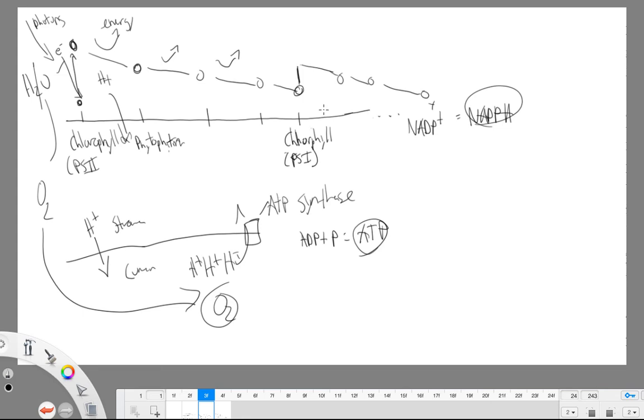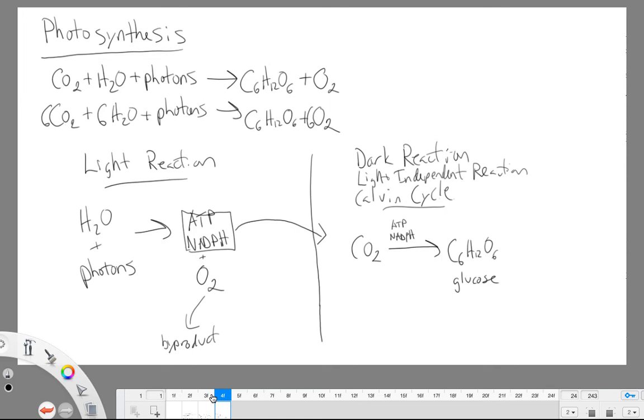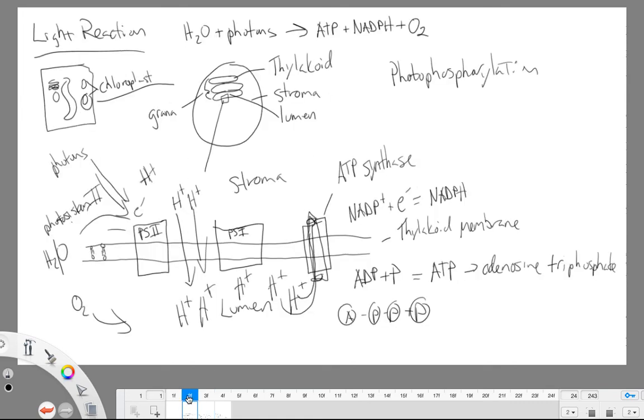And what's going to happen now is this NADPH and this ATP are going to take part in the Calvin cycle, where we're actually going to take carbon dioxide and turn it into glucose. So let's look at that now. Okay, so here we are now going to look at the Calvin cycle.